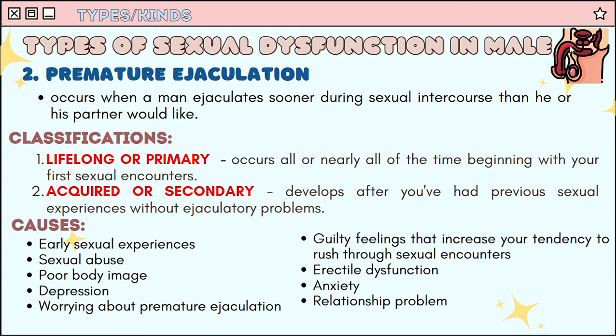So, doctors know now that premature ejaculation involves a complex interaction of psychological and biological factors, which includes early sexual experiences, sexual abuse, poor body image, depression, worrying about premature ejaculation, guilty feelings that increase your tendency to rush through sexual encounters, erectile dysfunction, anxiety, and sexual or relationship problems.